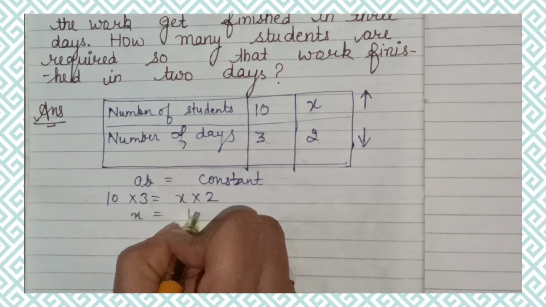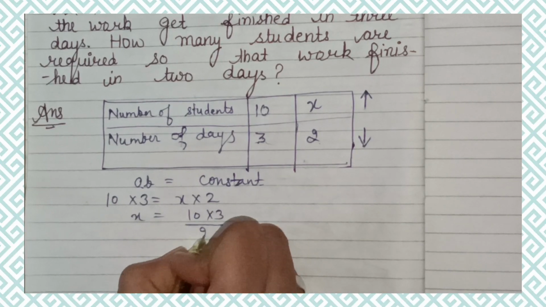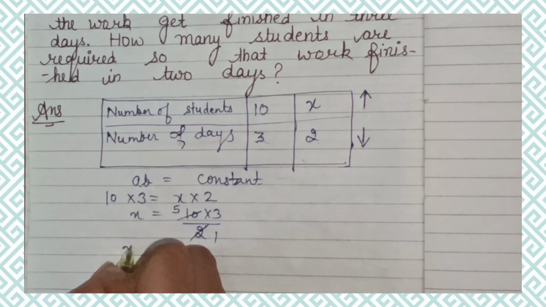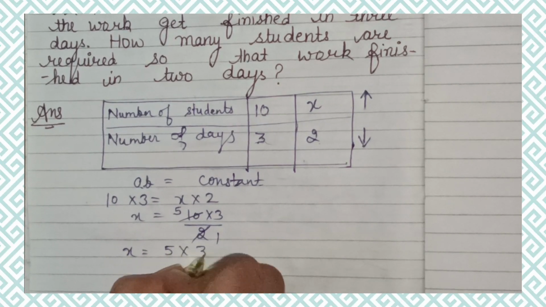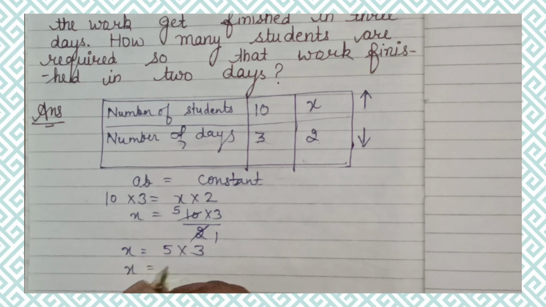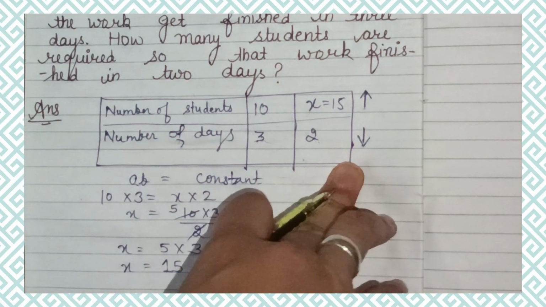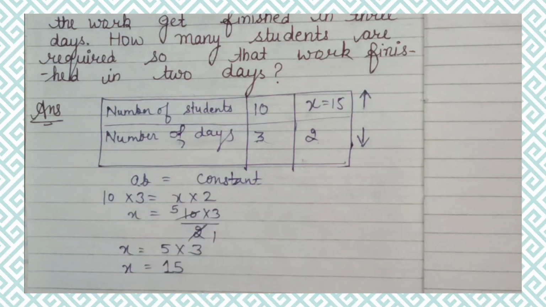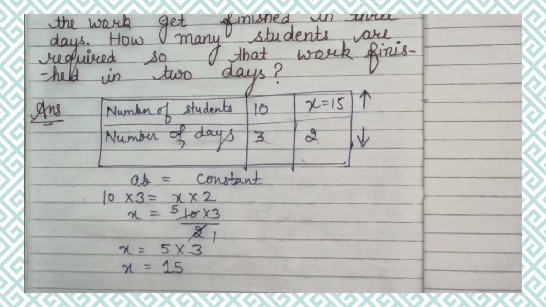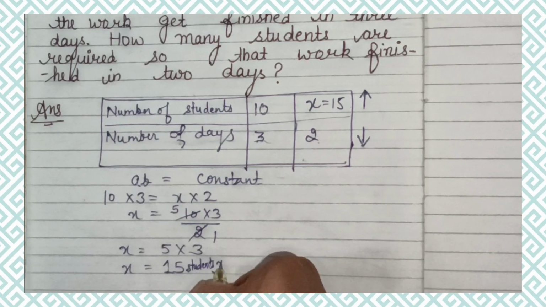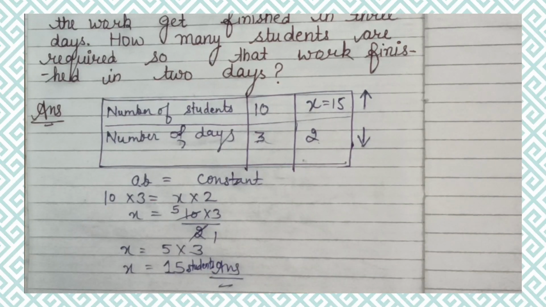x is equal to 10 multiplied by 3 upon 2. 2 ones are 2, 2 fives are 10. x is equal to 5 multiplied by 3. From here, x is equal to 15. So, we require 15 students to finish this work in 2 days. So, our answer to this question is 15. x is equal to 15 students. This is our answer to this question.